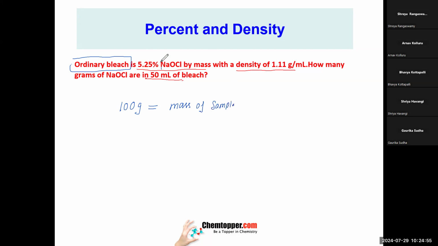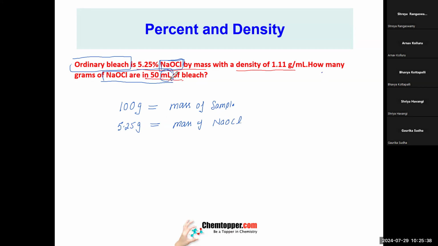You know what is the name of this compound? Take out your polyatomic ion list. It is sodium hypochlorite. It's a bleach, the bleach which we are using in the swimming pools also. So mass of sample is this. So mass of bleach is 5.25 grams.